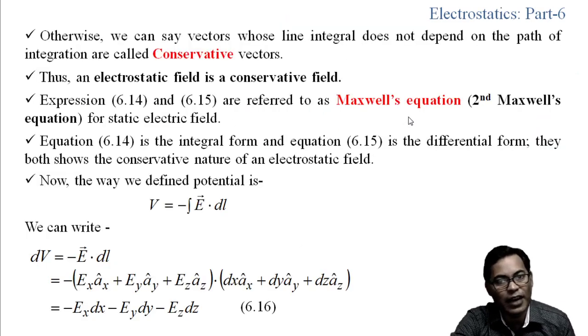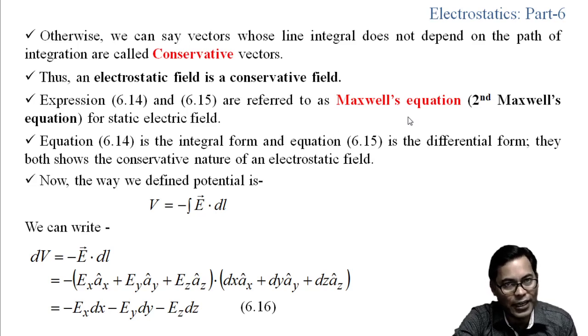This is the second Maxwell's equation for static field. We have seen the two Maxwell's equations for the electrostatic field. When we study the magnetostatic field, then also we will see another two Maxwell's equations. So four Maxwell's equations we will see when we complete our electrostatic topic and the magnetostatic topic.